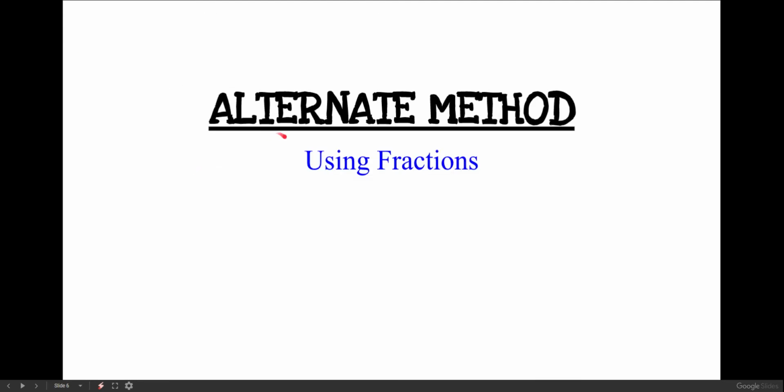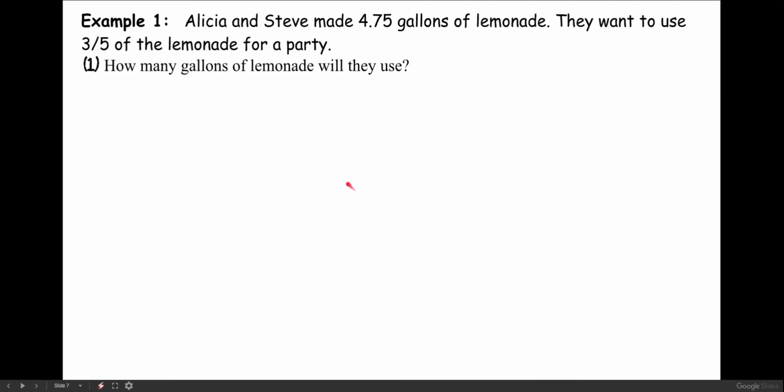Here's an alternate method of doing this problem. Now, we're going to use fractions. So how many gallons of lemonade will they use? We can basically multiply 4.75 times 3/5. Now, remember 4.75 as a fraction is 4.75 over 1. And you multiply straight across as you normally do. So 4.75 times 3 and 1 times 5.